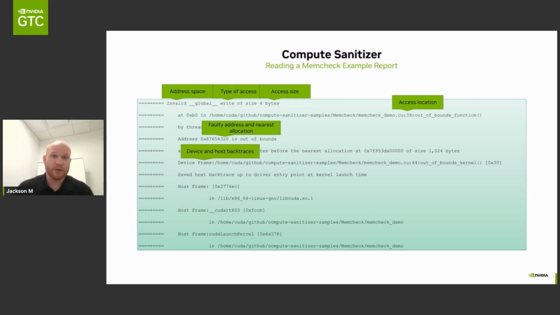The access size is reported as well. You can see the access location. This is obviously really important for fixing the issue. As long as you have symbol information, you can find the actual line of source code where this issue occurred. You can find the memory address and the nearest allocation, and then also the call stack backtrace to see exactly how you landed at this memory error.